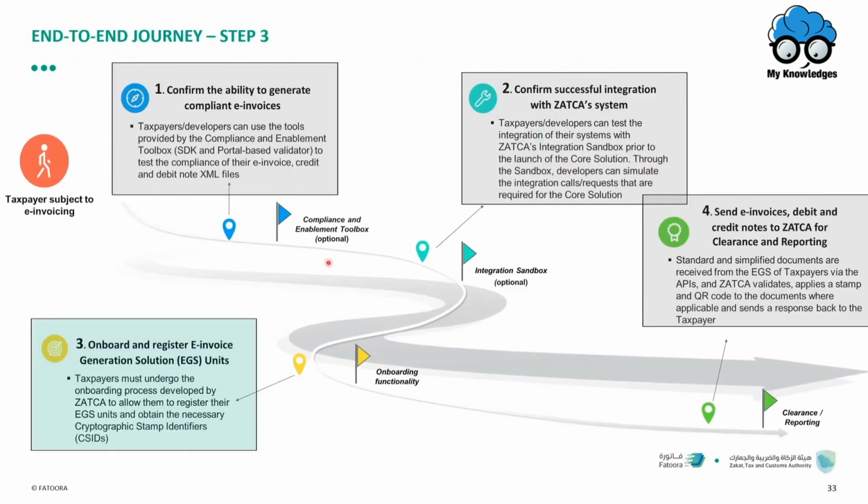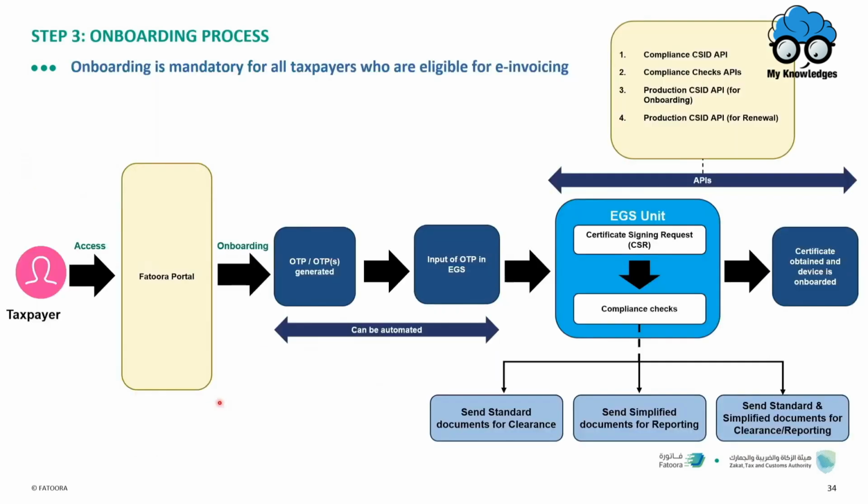The next step, once you have made sure that you are able to generate an XML in the correct format and you're able to integrate with Zatka, is to onboard your solutions before you start sending invoices. We have an onboarding portal, fatura.zatka.gov.sa. On that portal, you'll be able to onboard your solution and acquire a cryptographic stamp, or a CSID, to be able to send your e-invoices.